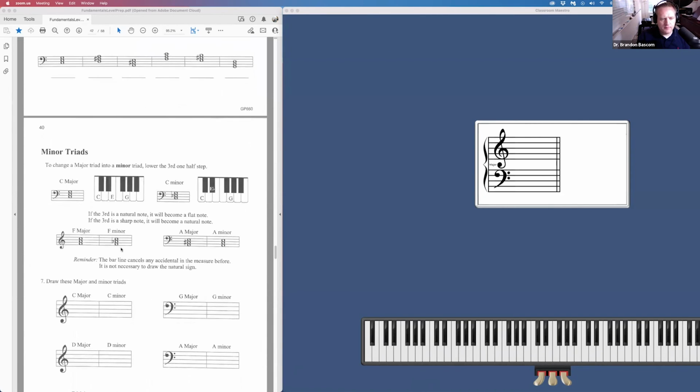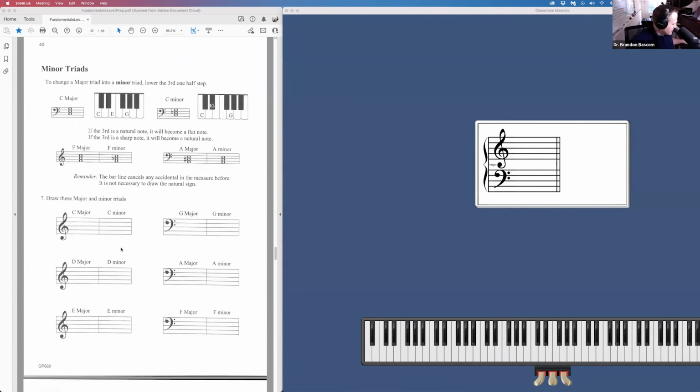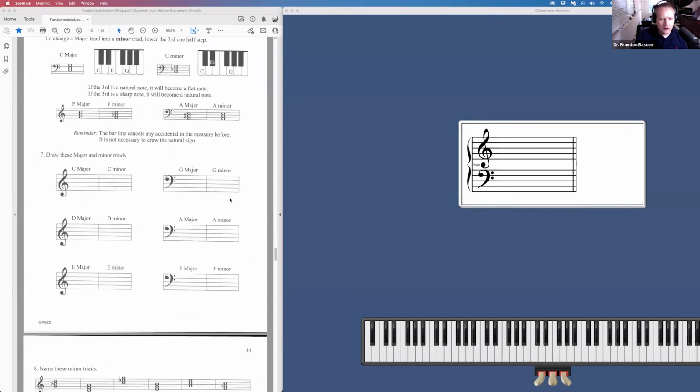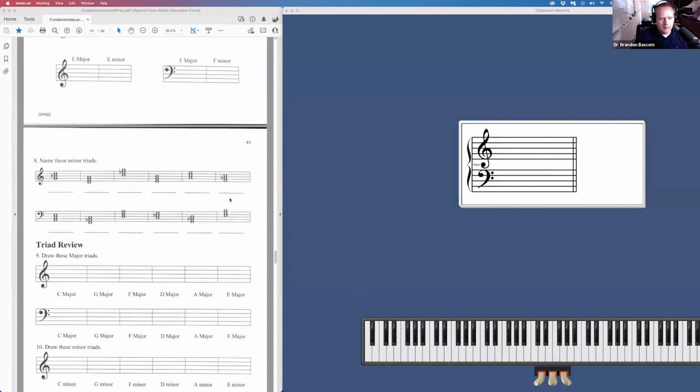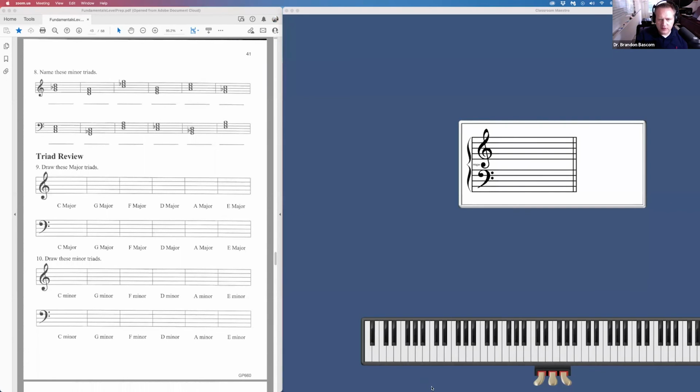On page 40, we're drawing major and minor triads. Again, minor triad, just the first, third, and fifth note of the 5-finger pattern. And page 41, we're wrapping up the unit by identifying minor triads. Again, these are all minor triads. Just identify the bottom note, the root of the triad, and write G minor or D minor in the blank.